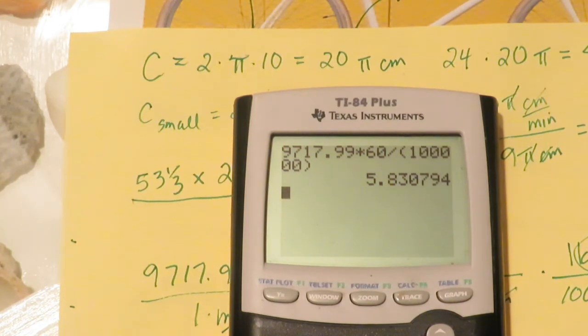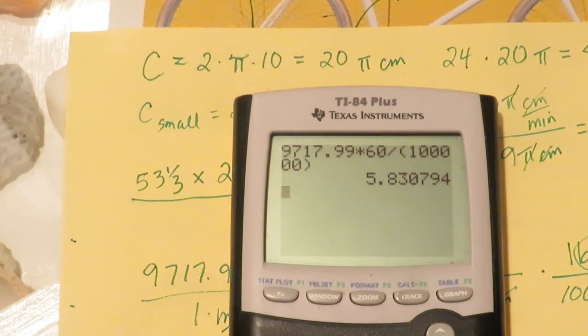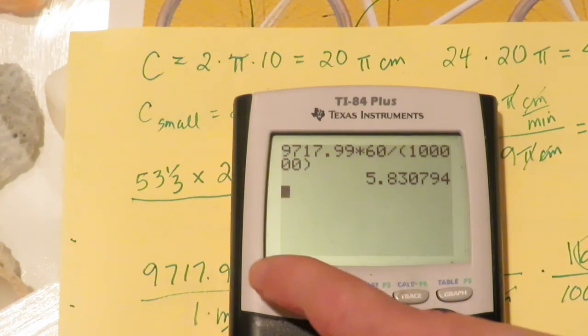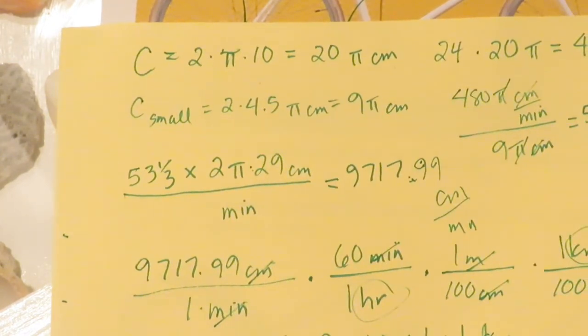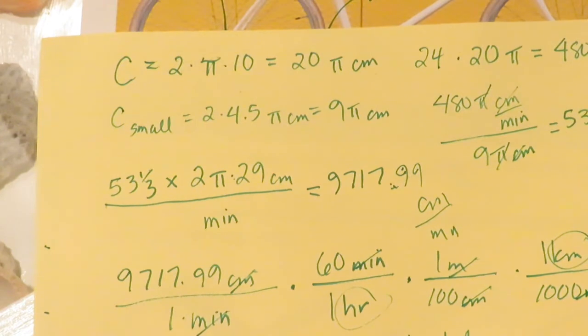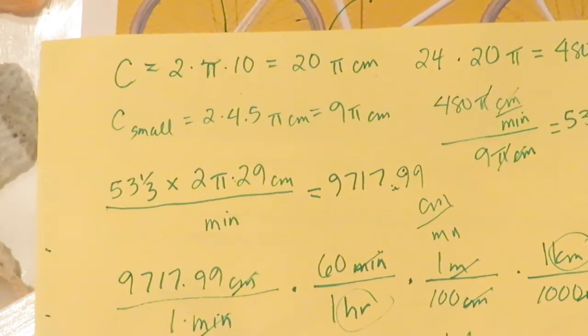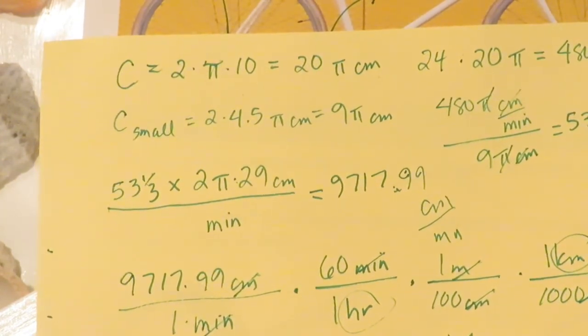Again, that was all of the numerators, the 9,717.99 times 60, and then times 1, times 1. I didn't put the times ones because we didn't really need them. And then in the denominator was 100 times 1,000, so that gave me 100,000. And if you complete that arithmetic, you get 5.83 kilometers per hour. So that is how quick the bike is going. Again, not too quick of a pace. It's a kind of a leisurely bike riding pace.